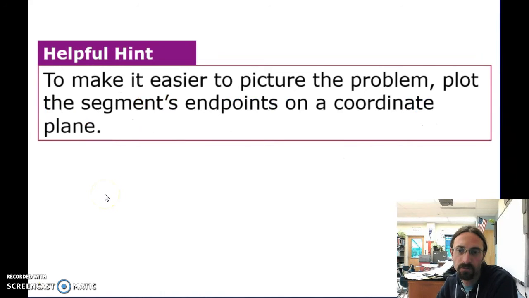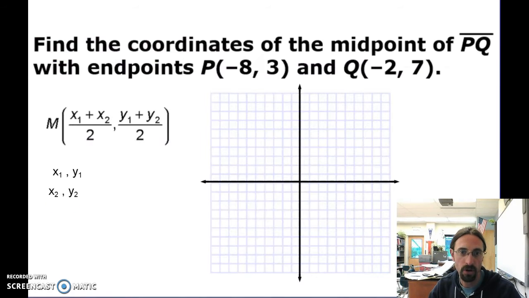Okay, helpful hint. To make it easier to picture the problem, plot the segment's endpoints on a coordinate plane. I would say if you can draw a picture and that helps you, do it. So let's try a little problem here. Find the coordinates of the midpoint of PQ with endpoints P(-8, 3) and Q(-2, 7). The key here is to read the problem carefully. It says find the coordinates of the midpoint, and they give you the endpoints.